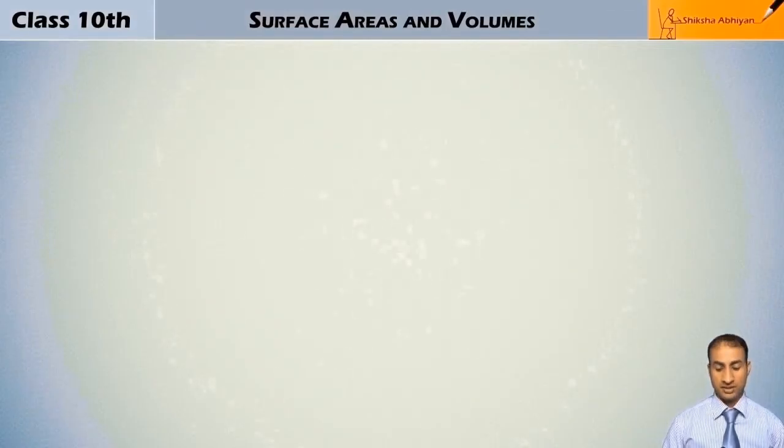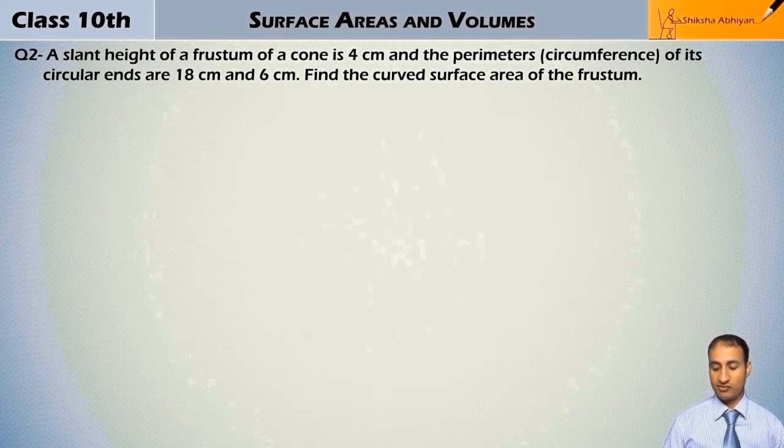Student C question. The slant height of a frustum of a cone is 4 cm and the perimeter, that is circumference, of its circular ends are 18 cm and 6 cm. Find the curved surface area of the frustum.